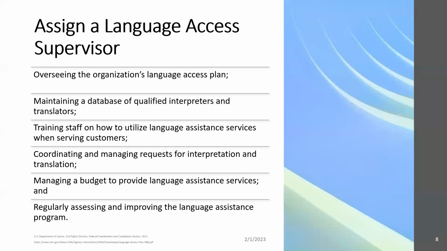So one of the first things that we need to do is assign a leader, someone who will take over the plan and make sure that they oversee the organization language access plan. They maintain a database of qualified interpreters and translators so that they choose a good LSP or language service provider for their organization. They should also be responsible to train staff on how to utilize language assistance services when they're servicing the consumers. Also, they will coordinate and manage requests for interpreting and translations.